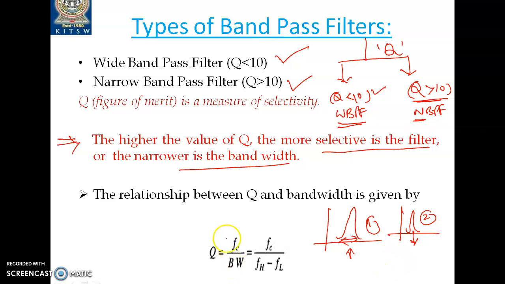Mainly the relationship between Q and the bandwidth is given by the quality factor Q equals the resonant frequency divided by the bandwidth, or the central frequency divided by the bandwidth.